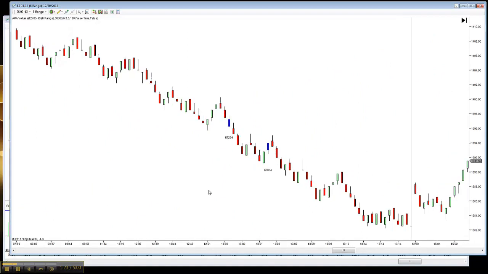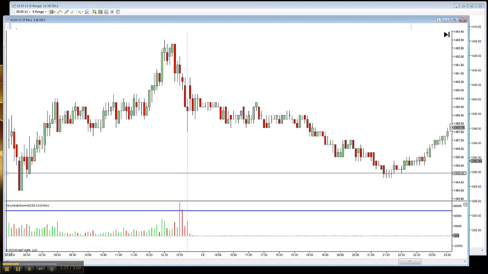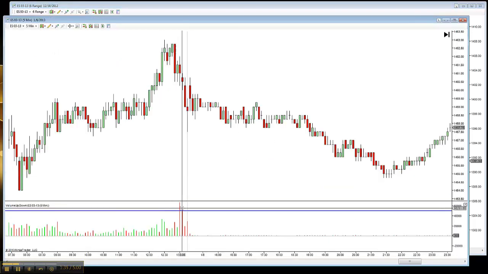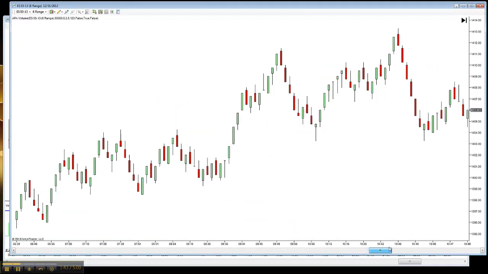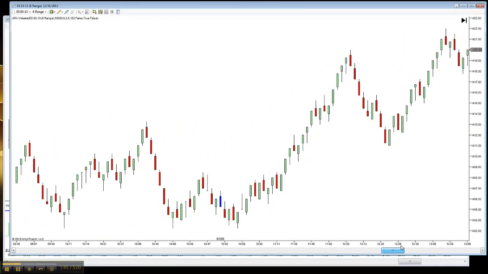There we go. You can see the blue bars come in here, and this is actually being plotted not from the data here on the 6 range chart, but actually from the data on the 5 minute chart. Whenever we see these big spikes here, it will give us a blue bar on the 6 range. So as we go along through time, in real time, these blue bars will be plotted.